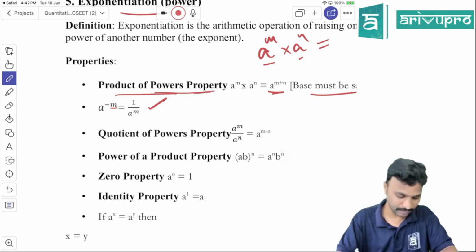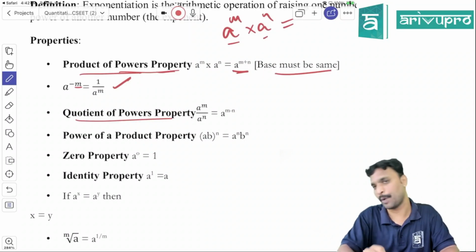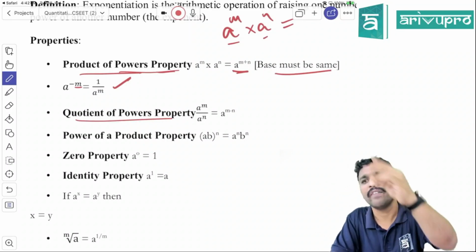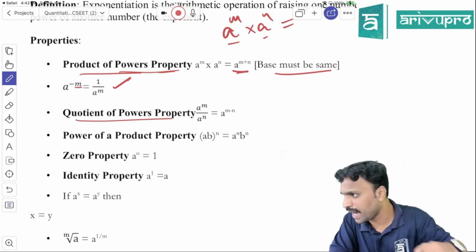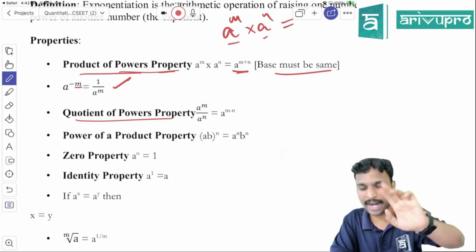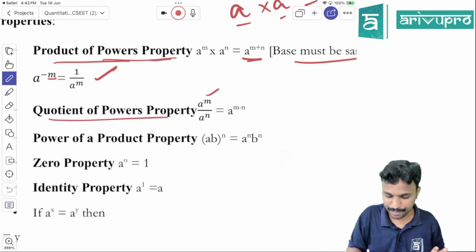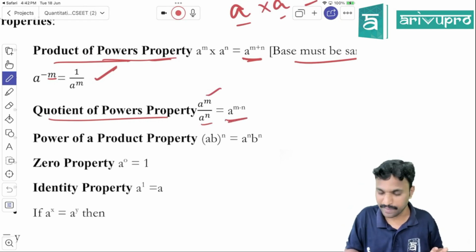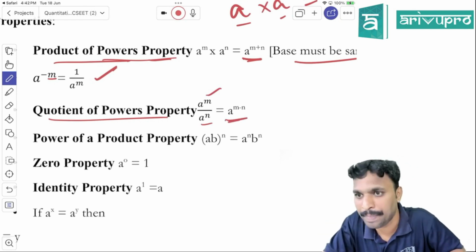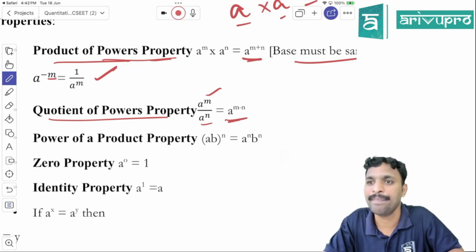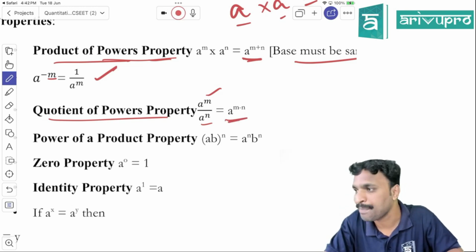Clear? Now, quotient of powers property. What is the quotient of powers property? When two numbers with the same base are divided, powers get subtracted. As you can see, a power m by a power n will be a power m minus n. Clear? A power m by a power n is a power m minus n.